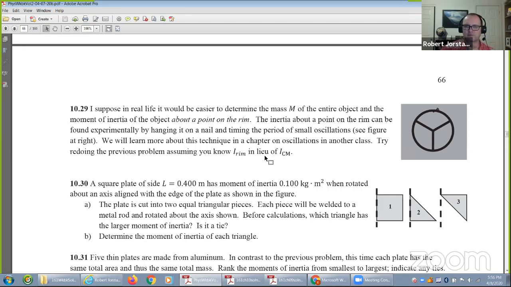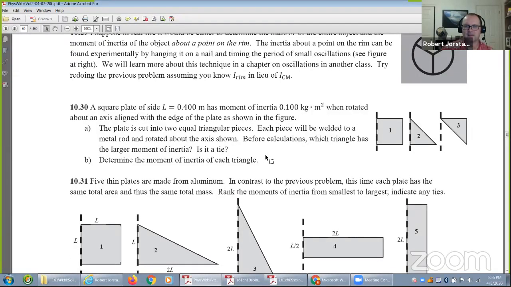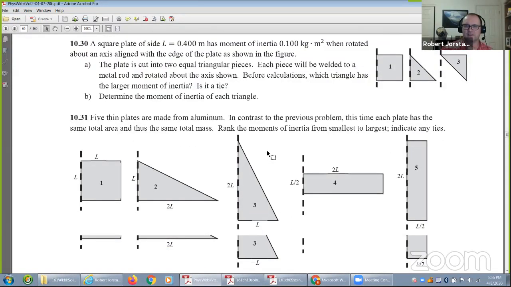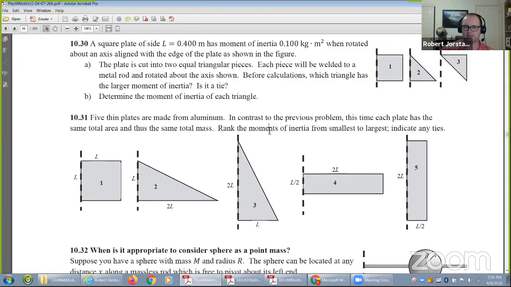So these are conceptual. And I'm going to let you do these ones at home. These are also conceptual. They could help you rank these things. That's pretty good.